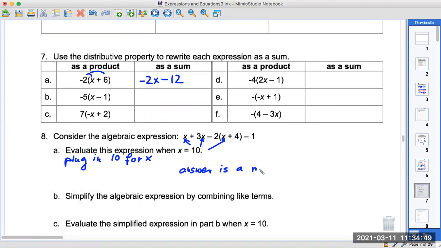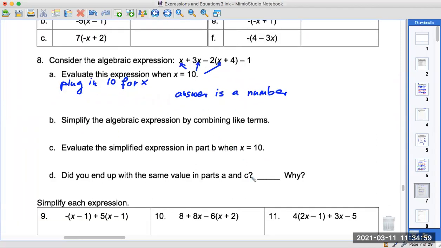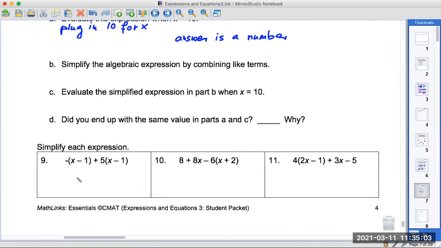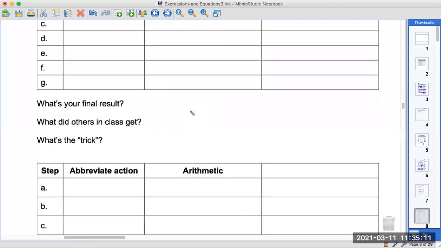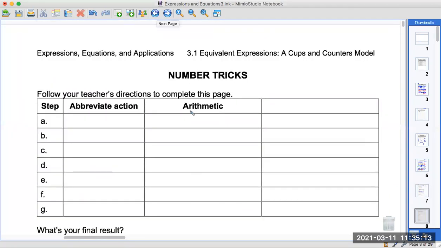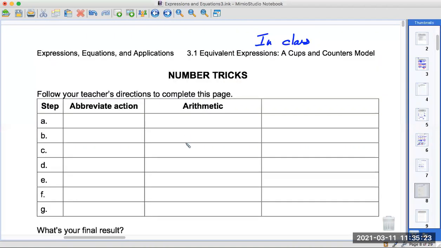So the answer is a number, one number. Let's see if you can do that. And then you have to simplify it, combine all your like terms and do it again and see if your answer matches and wonder why. Hopefully it matches. And then you're doing 9, 10, 11. So this page right here. And I believe the next page we're going to have to do in class. Those number tricks, I'm going to try to do that in class. And I believe that's our last page. Okay, good luck to you guys.